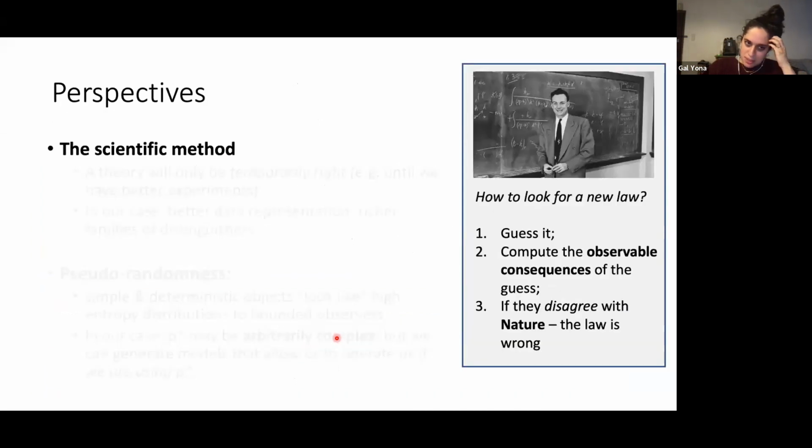Okay, so just to discuss some perspectives before I move on to what I mentioned might answer All's question. First is this scientific method perspective. There's a nice talk where Neumann, sorry, I'm blanking on his name, discusses how to look for a new law of physics. He said basically there are 3 stages. First, you guess it, then you compute the observable consequences of what you would expect to see in the world had that guess been correct. And if those consequences disagree with what you actually see in the world, then your proposed law is incorrect.